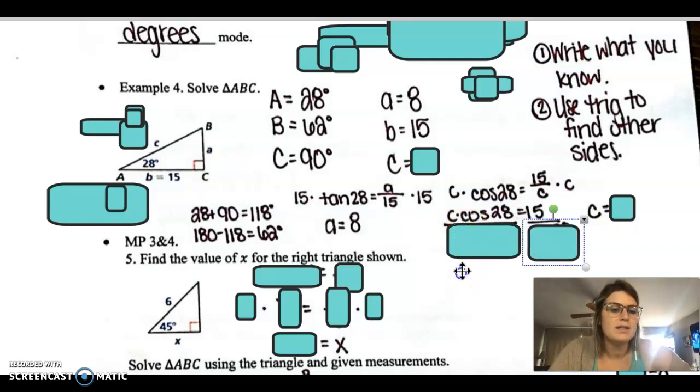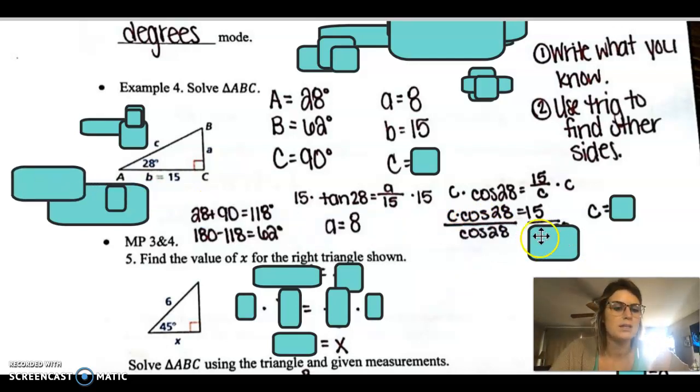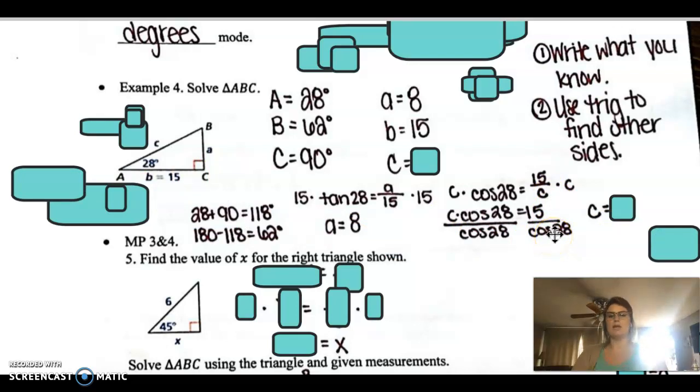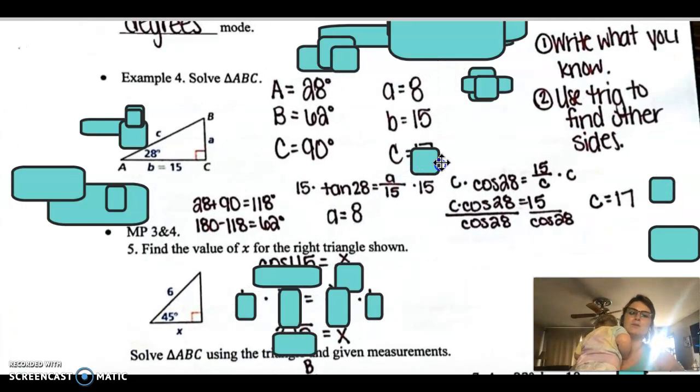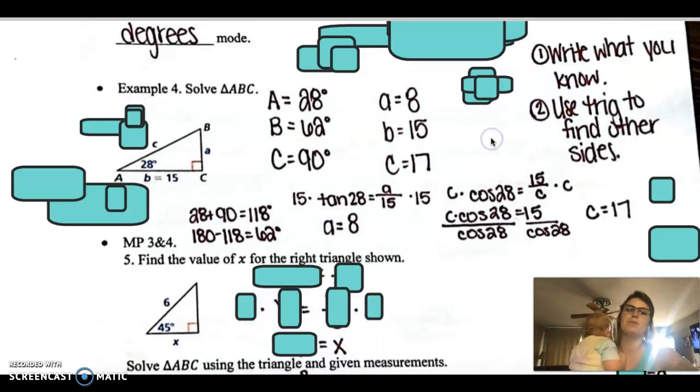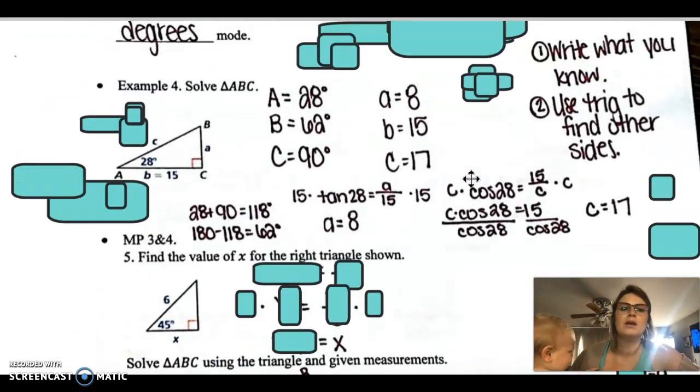Now, to get c by itself here, we would divide both sides by the cosine of 28. So you have 15 divided by the cosine of 28. And if you put that in your calculators, you get c equals 17. So c is 17. Okay, there we go. So that is solving a triangle. We know all the sides, all the angles.